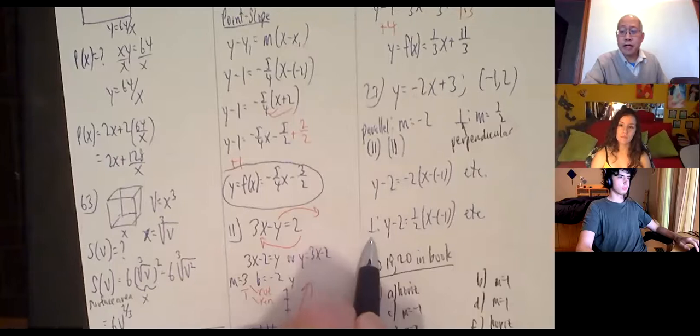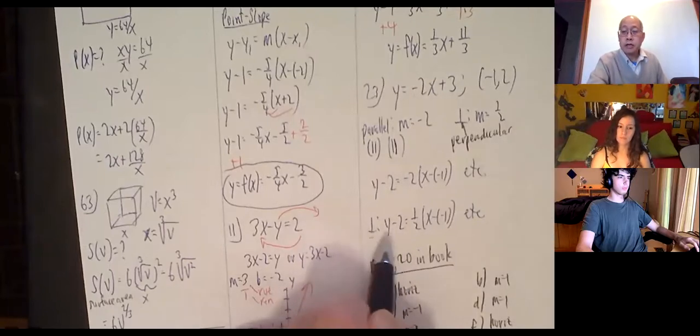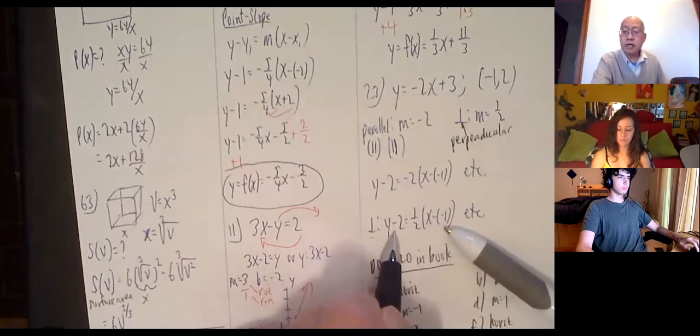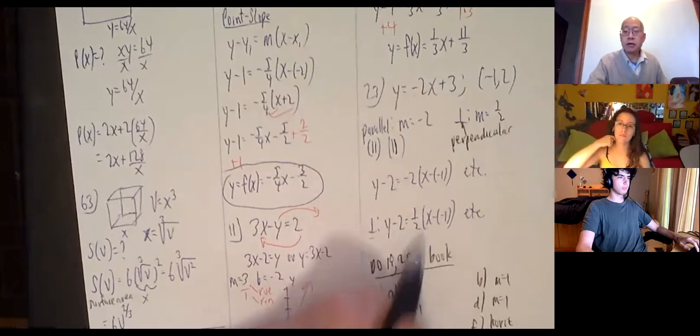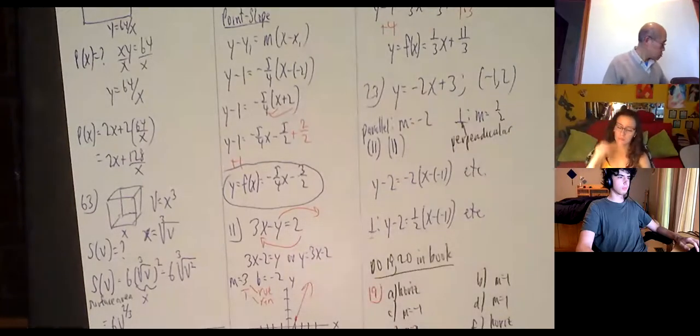Okay, and then for the perpendicular case, that's an upside down T, which means perpendicular. Okay, so you have the same point. So that's still y minus 2. This is still x minus -1, but instead you use the slope of 1/2. And then clean it up. So again, I say, etc. Okay.